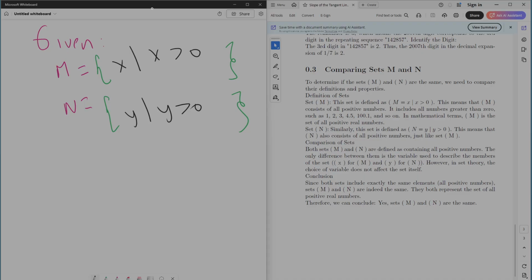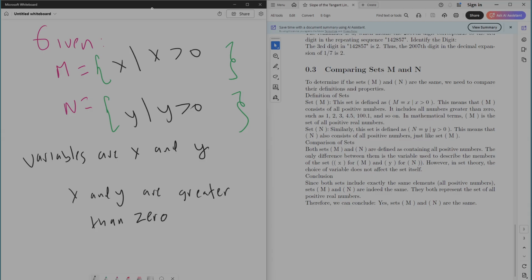So both sets have variables. The variables are X and Y, and X and Y are greater than 0. That means all positive numbers.